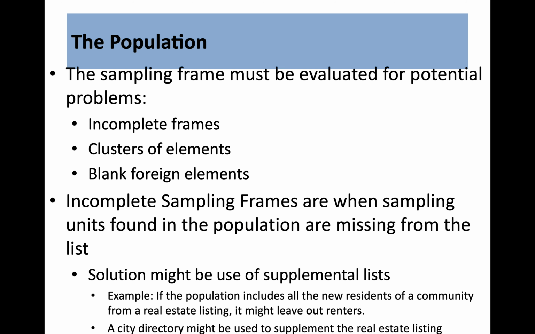The sampling frame must be evaluated for potential problems: incomplete frames, clusters of elements, blank foreign elements. Incomplete sampling frames are when sampling units found in the population are missing from the list. A solution might be the use of supplemental lists. For example, if the population includes all the new residents of a community from a real estate listing, it might leave out renters. A city directory might be used to supplement the real estate listing, and of course, that way we put the two together.